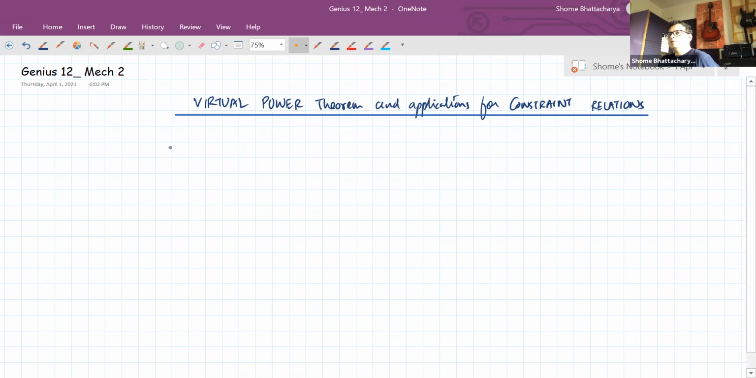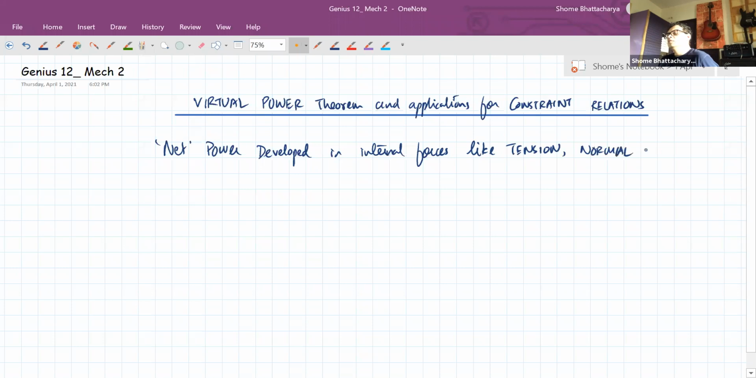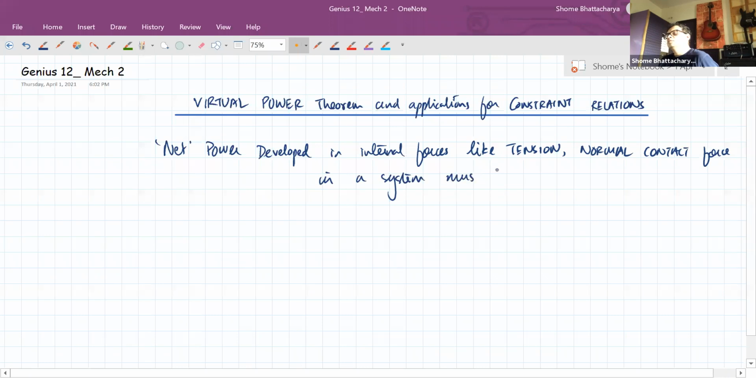So as you know, the statement of the virtual power theorem is that the net power developed by internal forces like tension, normal contact force, etc. in a system must be zero. Okay. And when we talk about power, we are talking about instantaneous power.